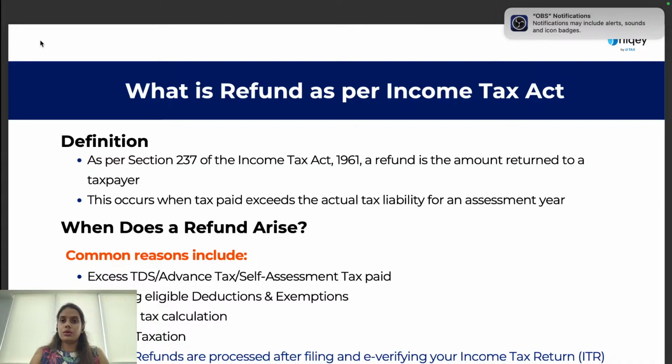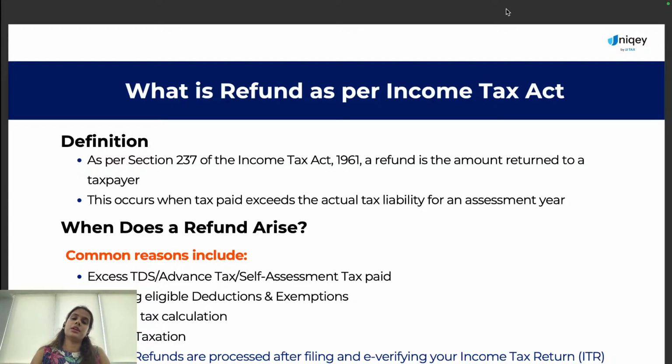So now let's discuss what is a refund as per the Income Tax Act. As per the Income Tax Act, a refund is the amount which is returned to a taxpayer by the Income Tax Department. This occurs when tax paid exceeds the actual tax liability for that assessment year. For example, if you have made a payment of tax of rupees 1 lakh, and the net tax liability after taking all the exemptions and deductions is only 80,000, then that excess 20,000 which you have already paid to the government will be returned from the department to us, and that is called a refund.